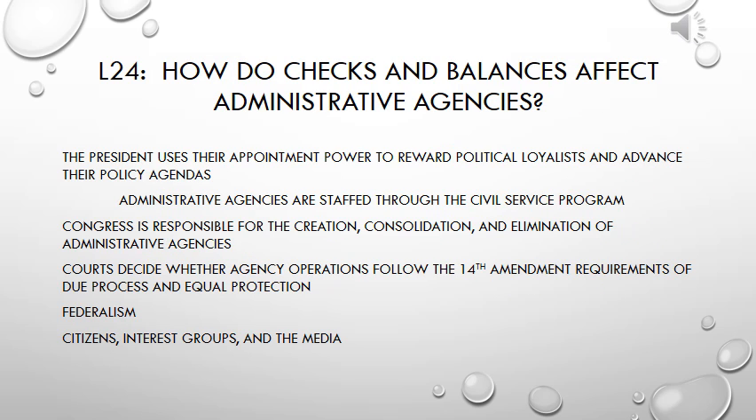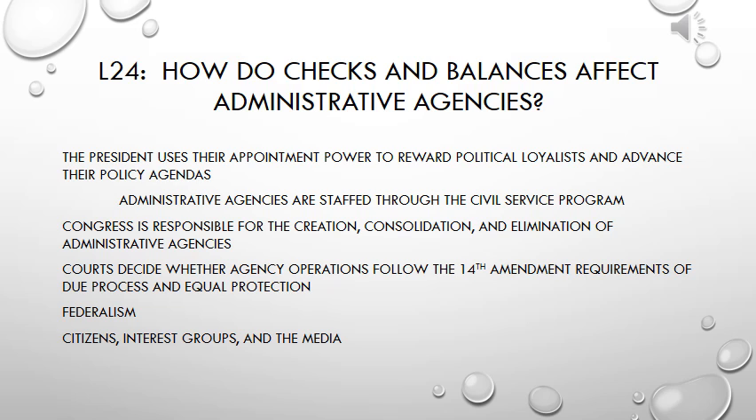All right, so how do checks and balances affect administrative agencies? The president uses their appointment power to reward political loyalists and advance their policy agendas. Some people will call this the spoils system. Administrative agencies are staffed through the Civil Service Program. The Civil Service Program was established in the 1870s, and there's an exam that people have to take, and then the Civil Service Department will find a place for that person based on their talents.